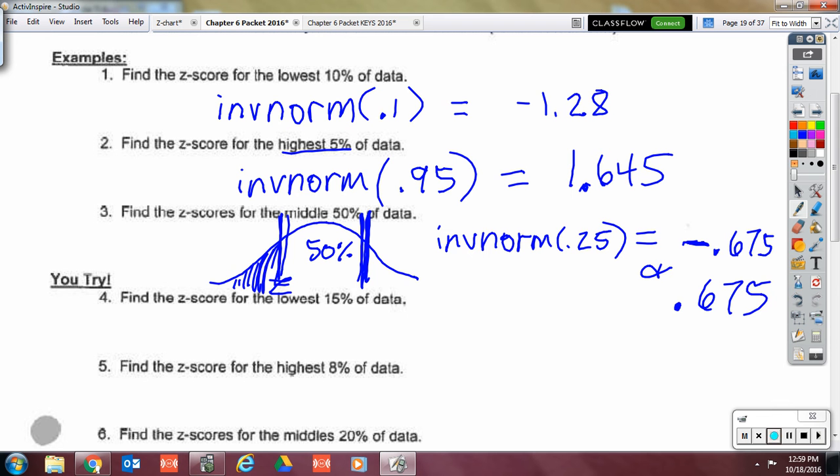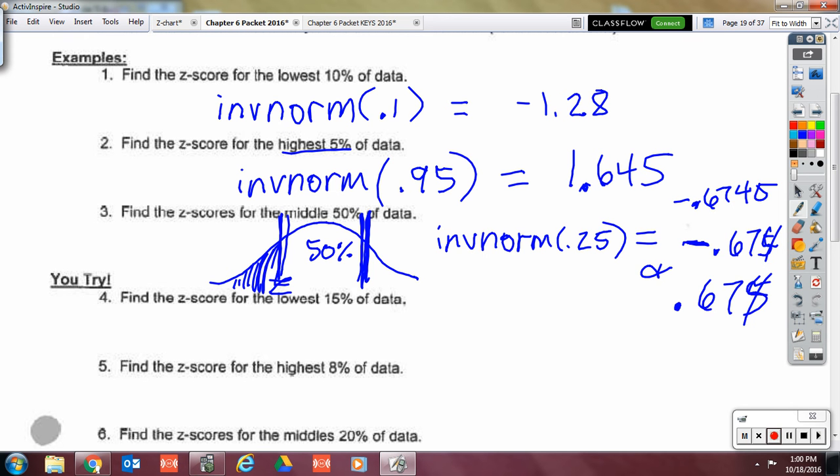Oh, is it? It doesn't round? Okay. Sorry. Oh, well, 0.6745 would round to 0.67. Oh, gotcha. Okay, that's right. 0.6745. We'll go with that.